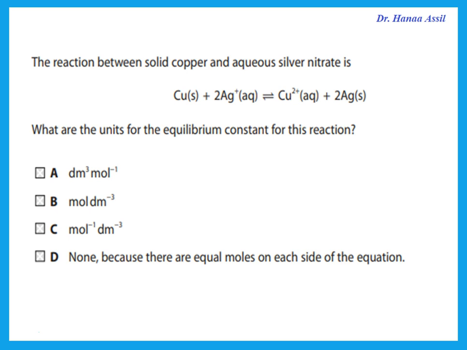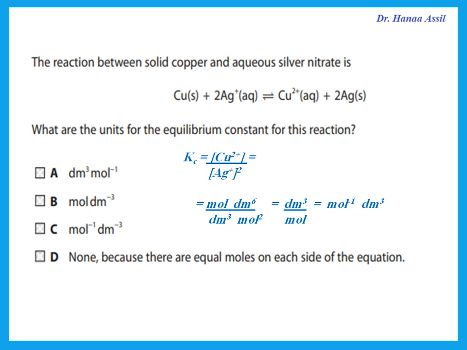The reaction between solid copper and aqueous silver nitrate is this. What are the units? Again, in order to write the expression for the equilibrium constant, you need to exclude any solids. So it's just concentration of copper 2 plus to the power 1 over the concentration of Ag plus to the power 2. Put in the units, and this comes out to be the unit.